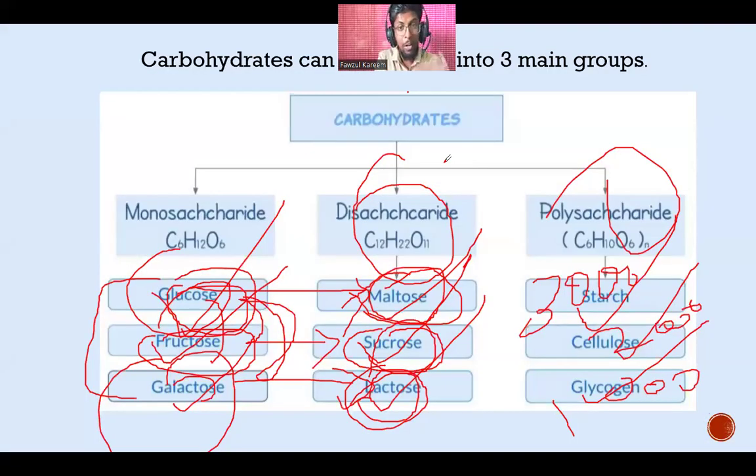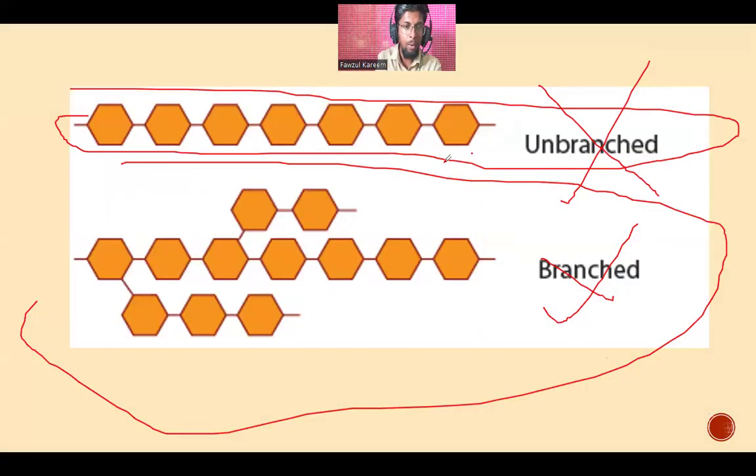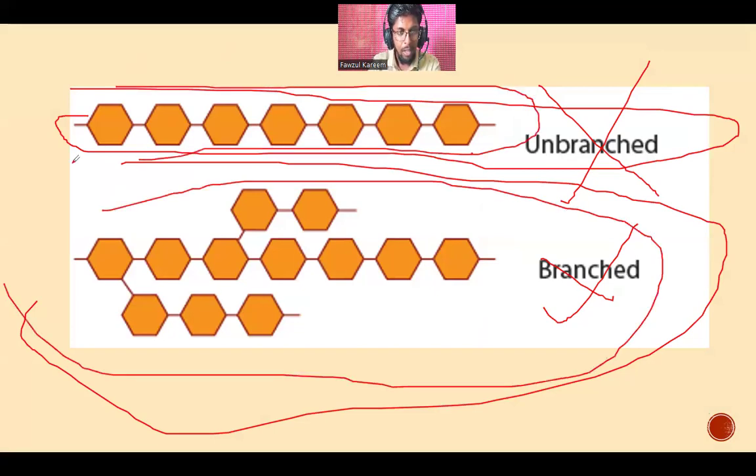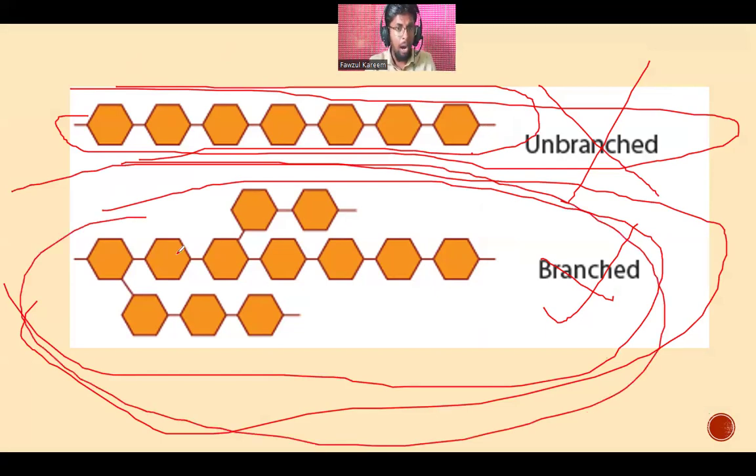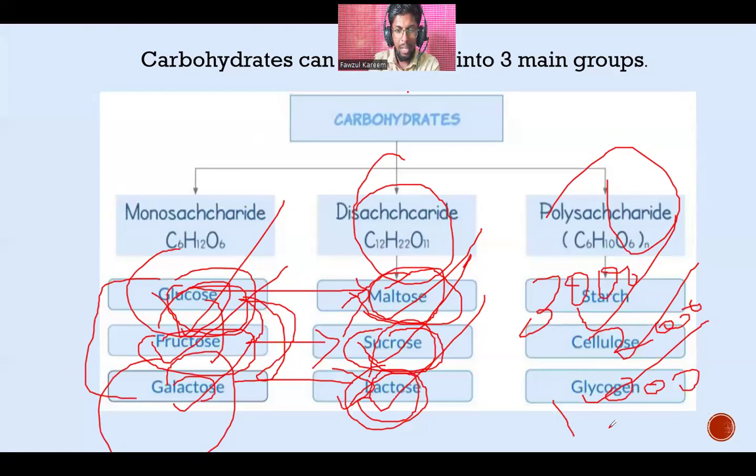Polysaccharides can be divided into three based on the number of molecules and how they are bound, whether it is bound like this or like this, 3, 6, whether it has branches or not. For example, if you take glycogen, it has branches. If you take cellulose, they don't have branches. So if they have branches, I will say glycogen. If they don't have branches, I will say cellulose.